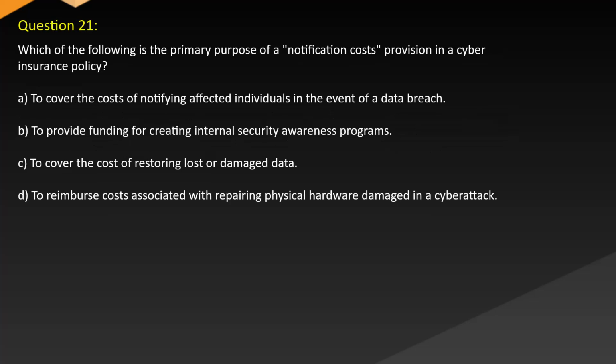Question 21. Which of the following is the primary purpose of a notification costs provision in a cyber insurance policy? A. To cover the costs of notifying affected individuals in the event of a data breach. B. To provide funding for creating internal security awareness programs. C. To cover the cost of restoring lost or damaged data. D. To reimburse costs associated with repairing physical hardware damaged in a cyber attack.